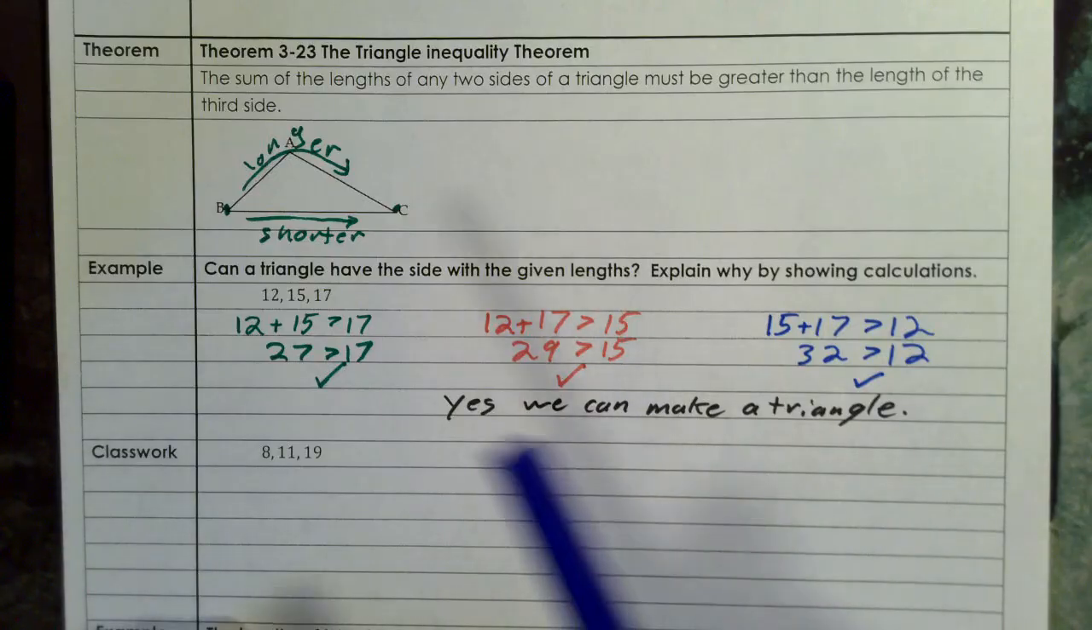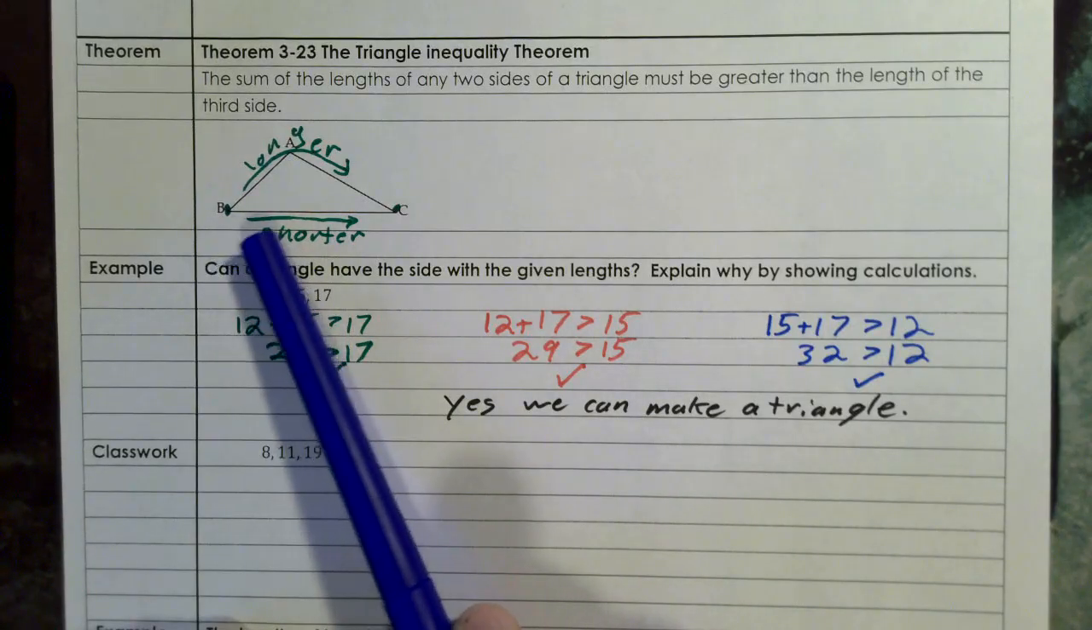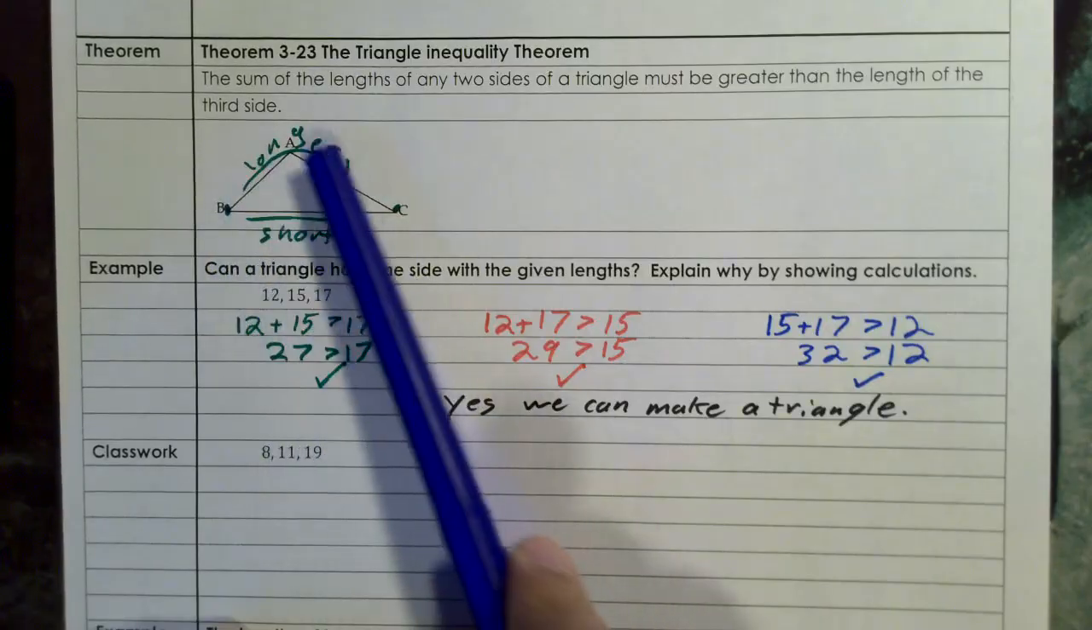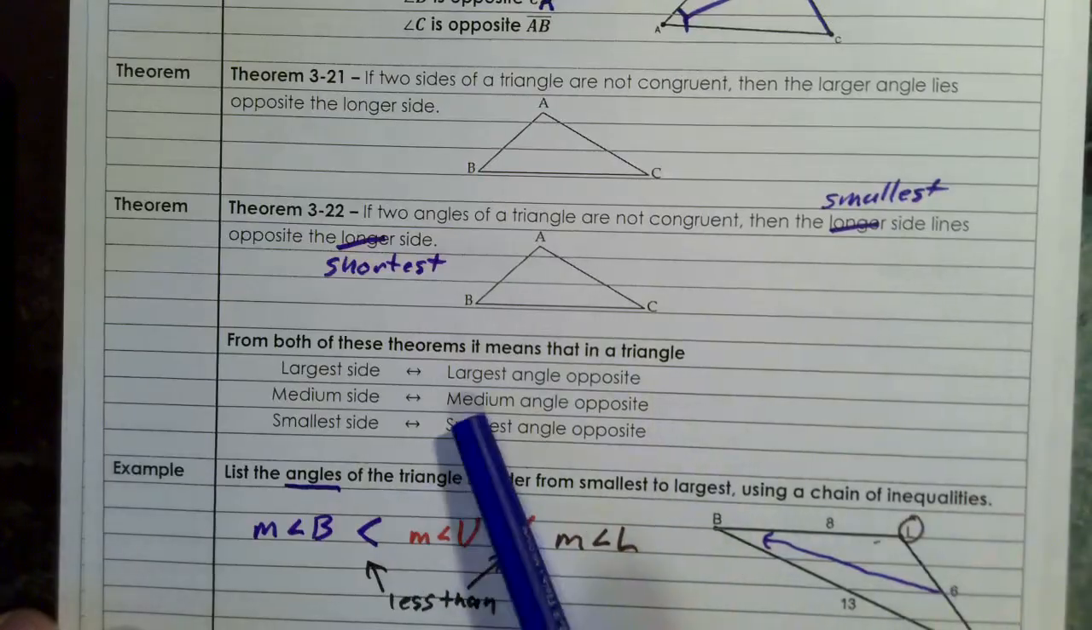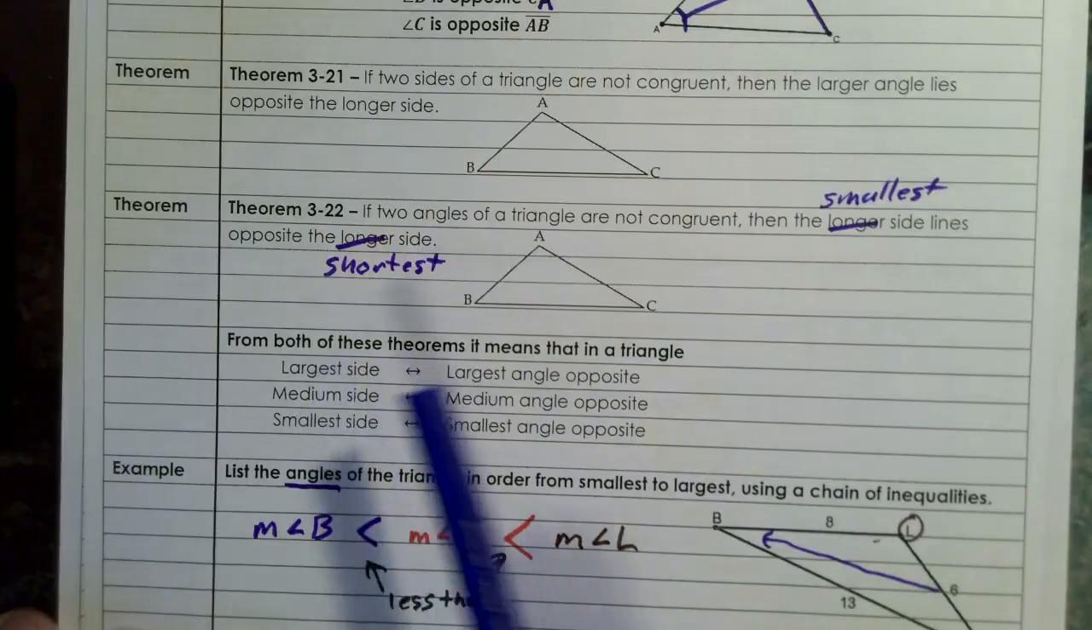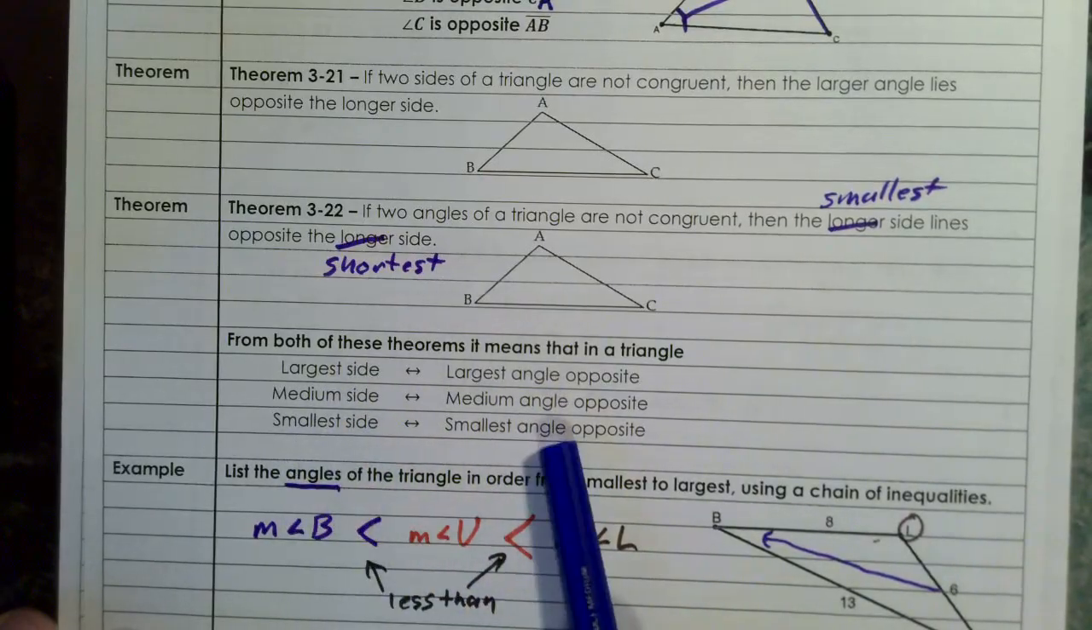That's it for our video. So a reminder of our two theorems. It is shorter to go directly than it is to go around. And this table right here, if we got a big side, we got a big angle. We got a small side, we got a small angle.